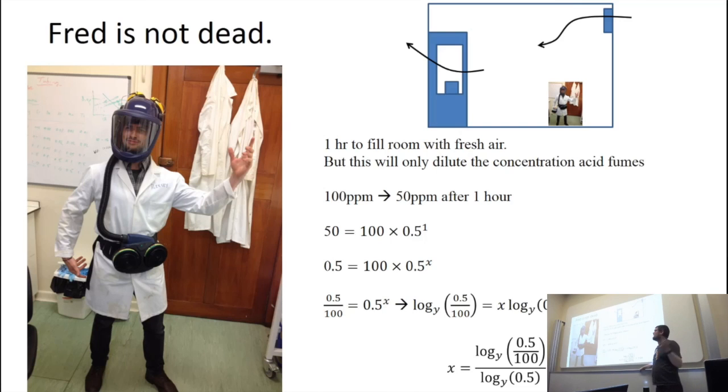So I just thought I'd show you, this is Fred at the front here. I didn't actually kill Fred by taking him back into the lab too quickly. So just going through the calculation with the correct number. At the top, we've got the lab, and let's imagine that lab is full of acid fumes at a concentration of 100 parts per million of HF.